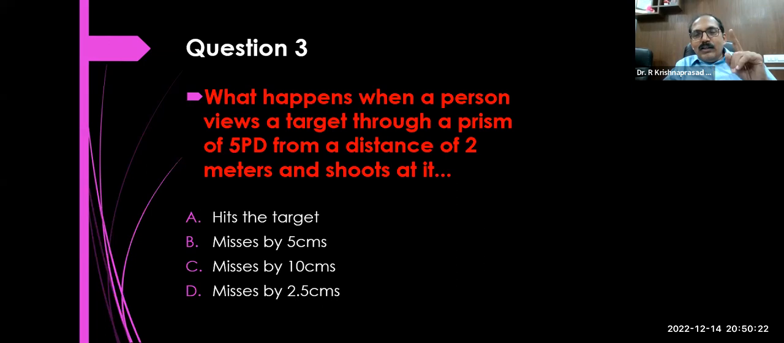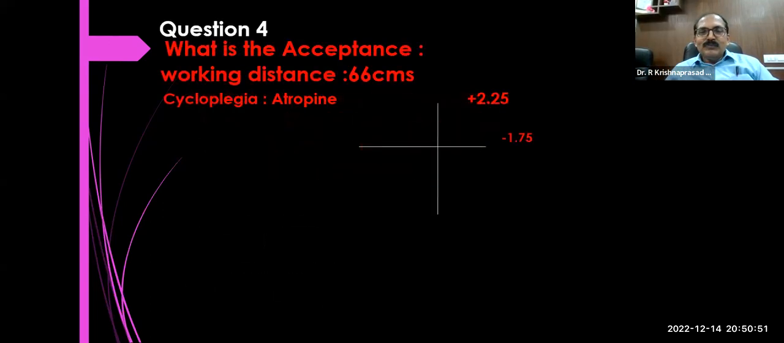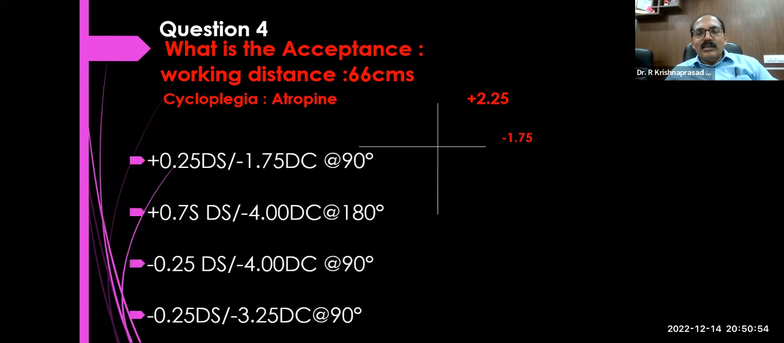See, what is a prism diopter? It moves an object at 1 meter by a distance of 1 centimeter. If you see an object at 1 meter through a prism, it is moved by 1 centimeter. So he's seeing through 5 prism diopters at a distance of 2 meters, then obviously it will move by 10 centimeters. He will miss it by 10 centimeters. I think I have already asked this.